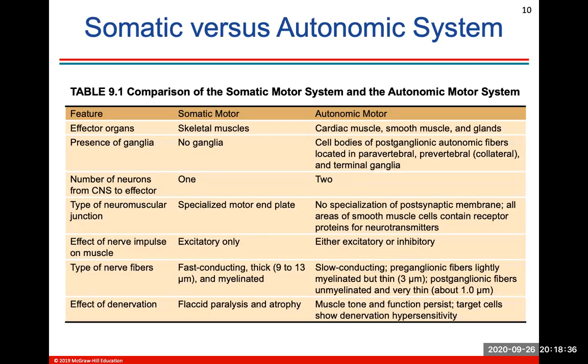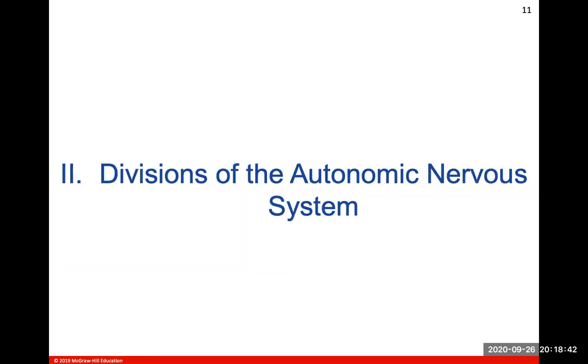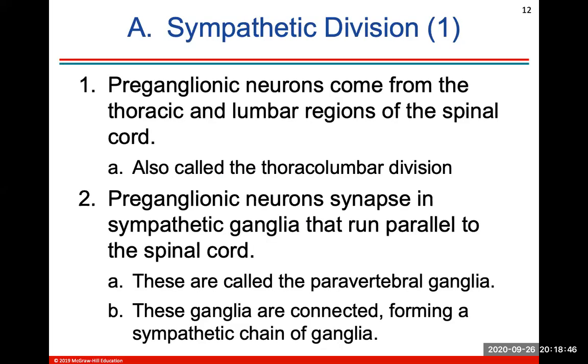So this is a comparison of the two systems and this feature of the two, and this is a good chart to look at. Divisions of your ANS. The preganglionic neurons come from the thoracic and lumbar regions of the spinal cord, so we call this the thoracolumbar division. And preganglionic neurons will synapse in the sympathetic ganglia that run parallel to the spinal cord. That's called the sympathetic trunk, if you guys remember learning that in anatomy.